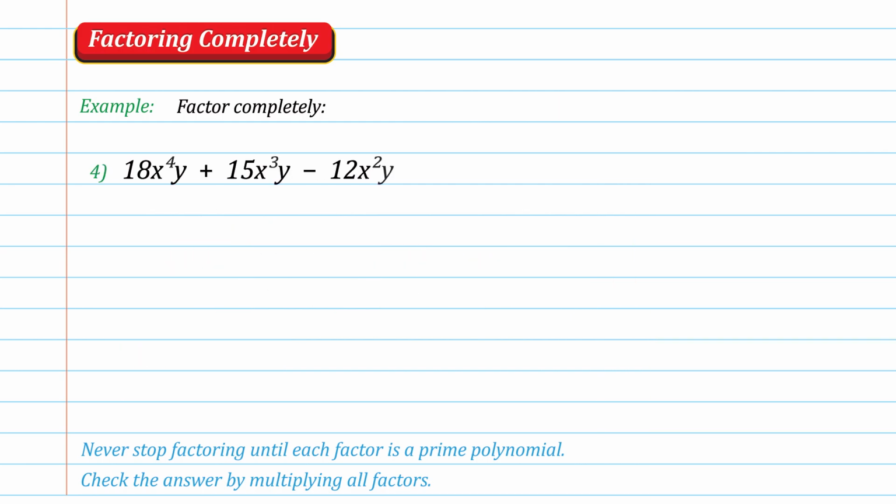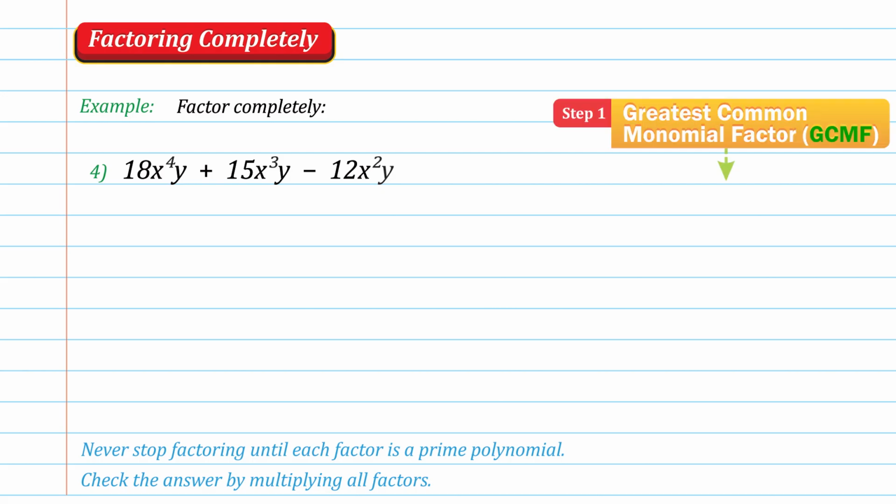Let's look at the fourth example. Now, we're going to factor this trinomial completely. Remember that factor completely means we must continue until no more expressions can be factored. Step 1 is to factor any greatest common monomial factor. So, let's find the GCMF here.